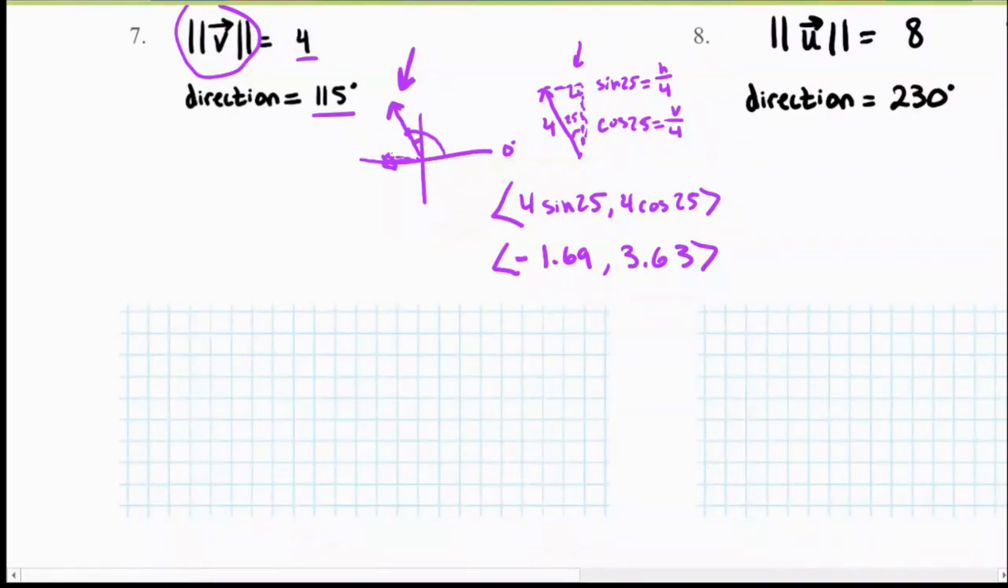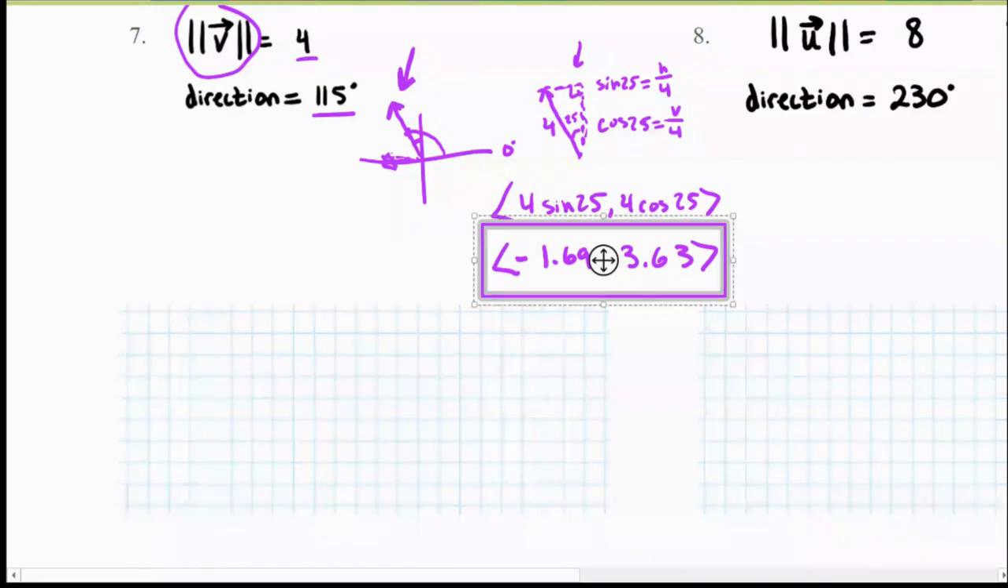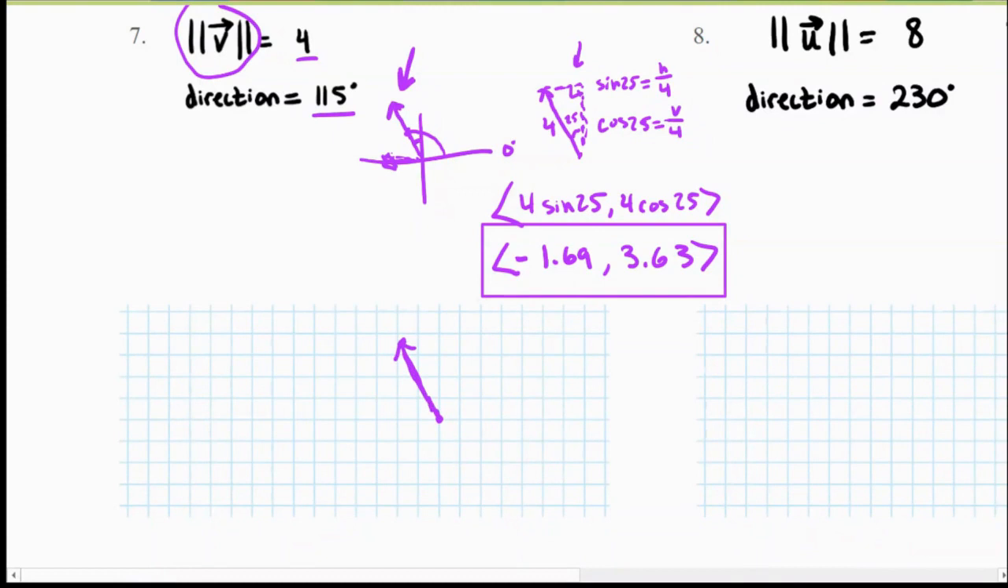And so here are my final components. If I were asked to diagram that, I would want to match up. So a little over 1.5 to the left, and then 3.5 up. Again, maybe right here. If I were to sketch this out as a vector, I'm just using sine and cosine because I can create a right triangle.